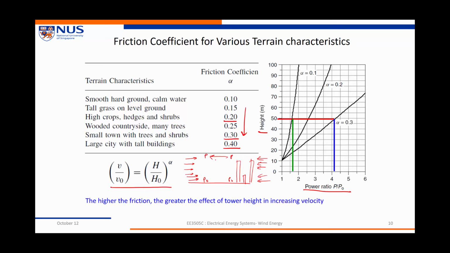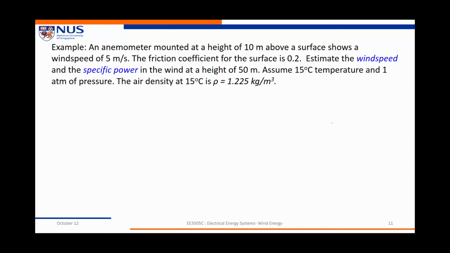Similarly, at 50 meters height, if I take alpha as 0.1, I get an increase in power of about 1.1 times. If it is 0.2, I get about 3 times increase in power, while if it is 0.3 alpha, about 4.25 times the increase. So now let's finish this wind energy video by solving two numericals.